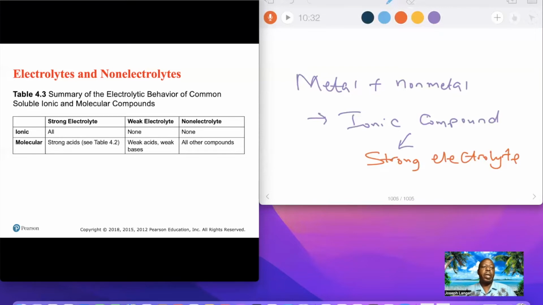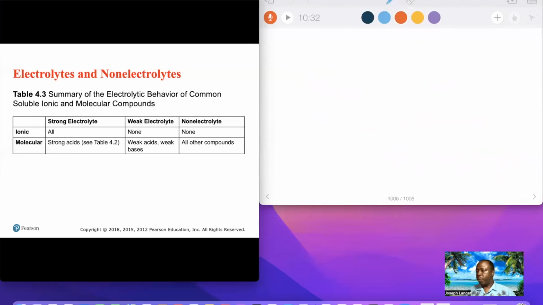If you cannot distinguish between a metal and a non-metal in a compound, you will have a challenge classifying it, and you will be in a dilemma whether to classify that compound as an electrolyte or non-electrolyte. Now, molecular compounds that are strong acids are also strong electrolytes. So you need to know what the strong acids are. On table 4.2, these are strong acids. We will look at this when we get to acid-base neutralization.